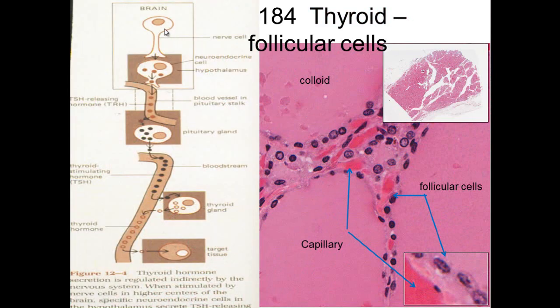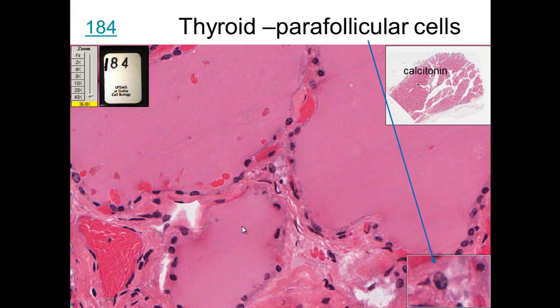But so you have from the brain, from the hypothalamus coming down through the portal system that goes to the pars distalis. Pars distalis produces thyroid stimulating hormone that stimulates the thyroid to produce thyroid hormone that affects the target tissue for metabolism and what all. So we see the parafollicular cells, and they produce calcitonin.